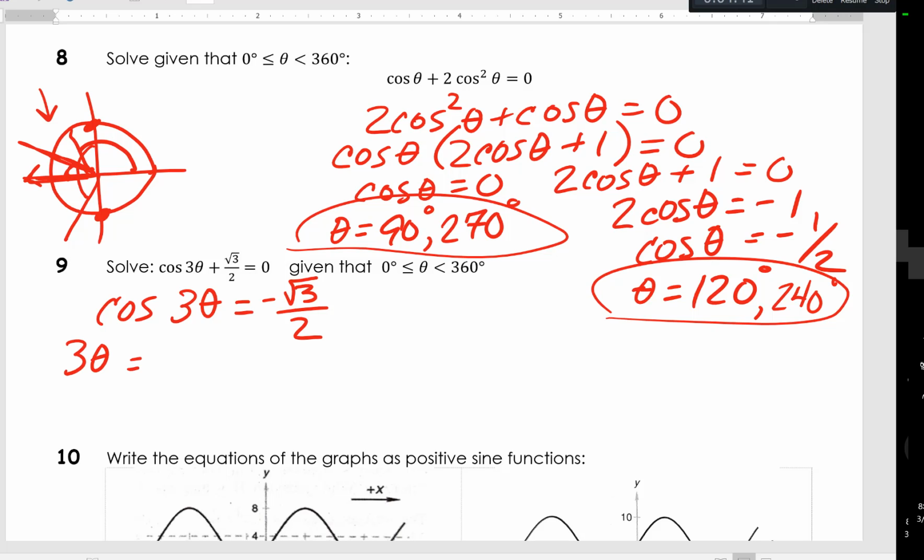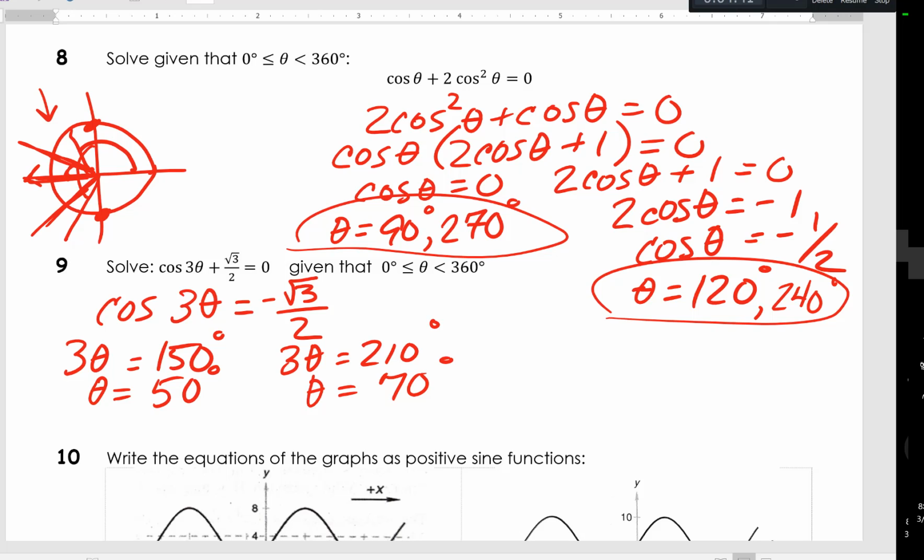So 3 theta could be 150. And then this 30-degree angle is going to be 180 plus 30, which is 210. So 3 theta could be 210. All right, so if 3 theta is 150, then theta is just 50. And if 3 theta is 210, then theta is 70.